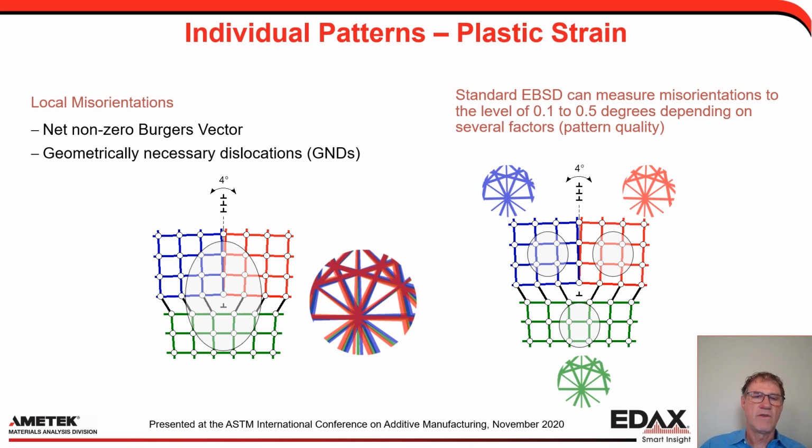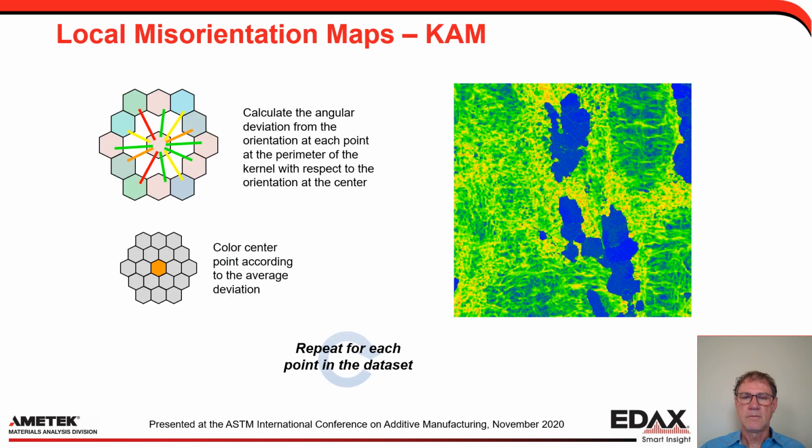So think about a non-zero net Burgers vector, and we call these geometrically necessary dislocations, like we would see at a grain boundary or a subgrain boundary. And we can measure these. We can see these in the patterns. You can see there in this example, I've done 4 degrees so that they're a little more apparent, but you can see both the red, green, and blue areas all produce patterns that are slightly different from each other, and we can detect that with EBSD.